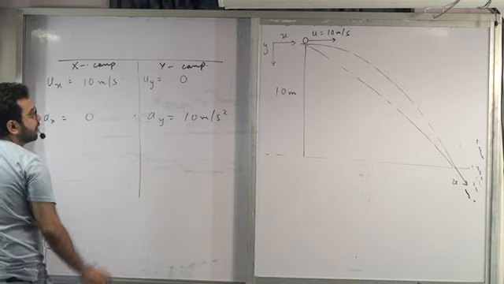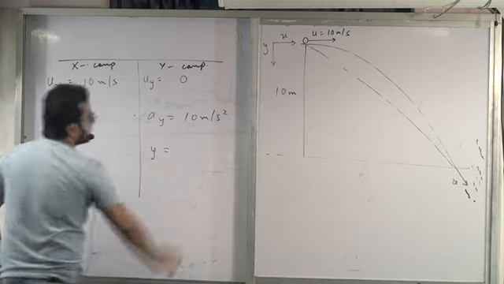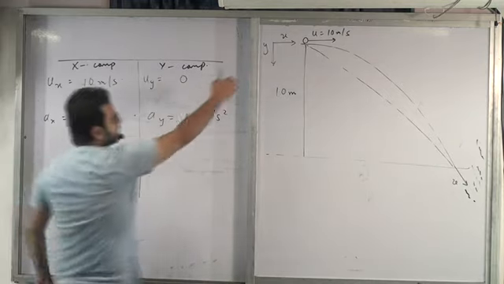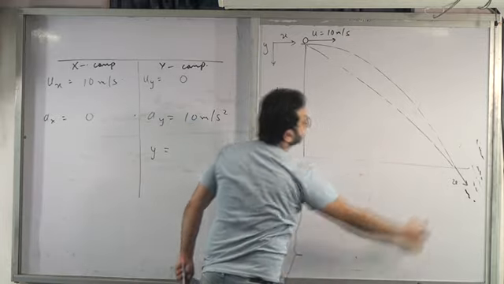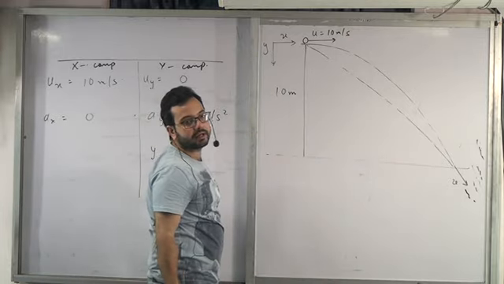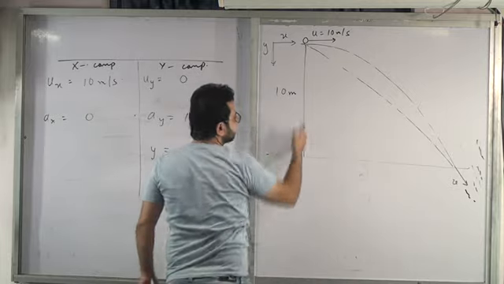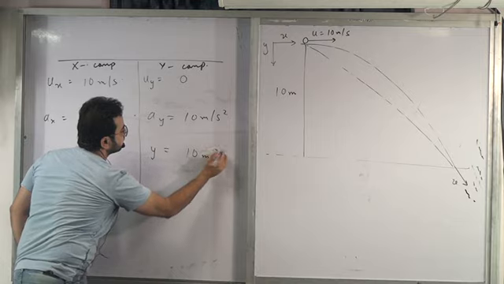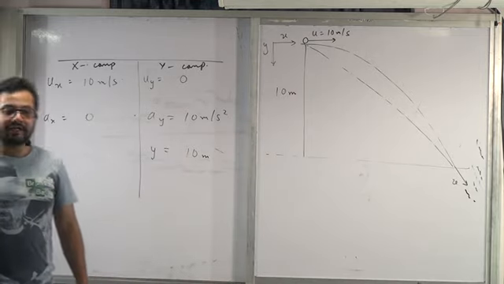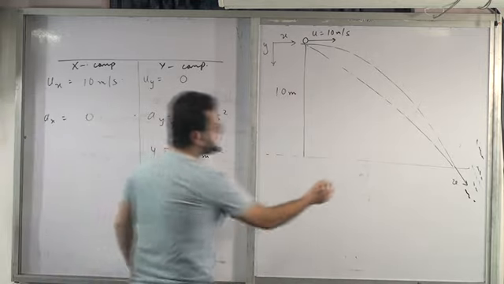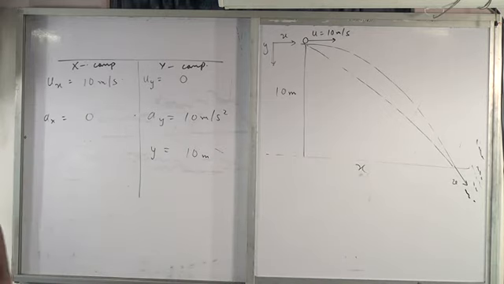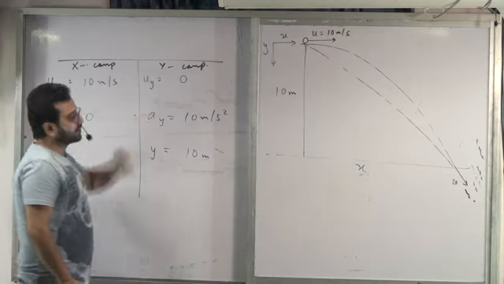What else do we know? We know the y displacement. Do you know the y displacement? 10 meter. So it has fallen like this. So the displacement along the y-axis is plus 10 meter. What is x? I need to find out. And what is Vx and Vy, that is something I need to find out. Now I have this, this, and this.